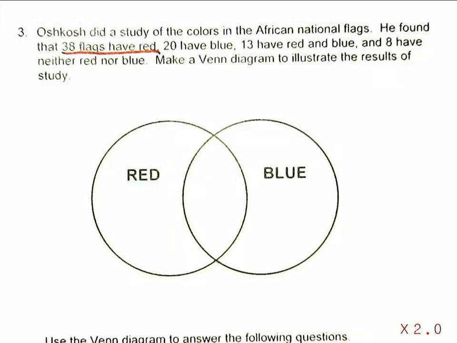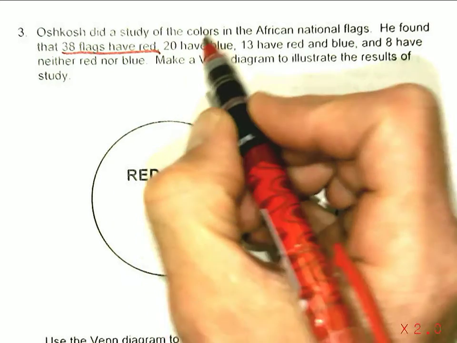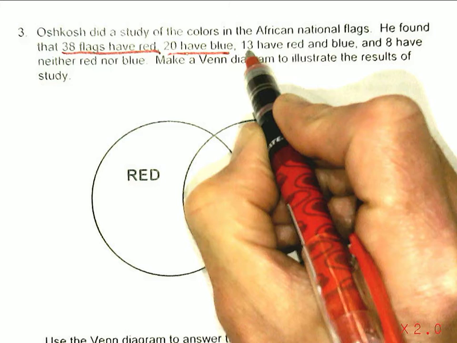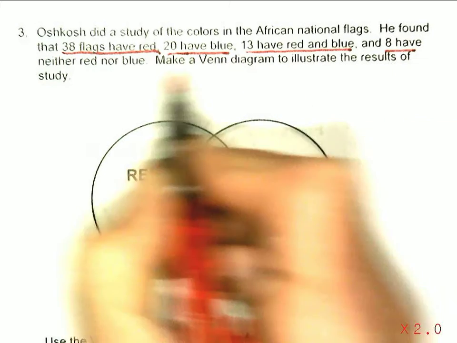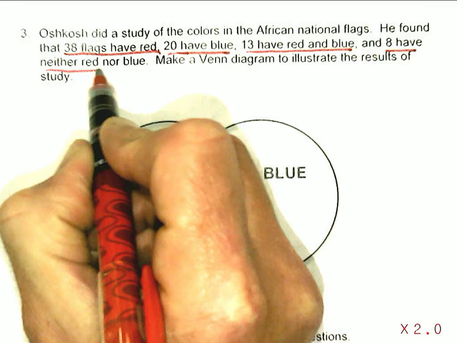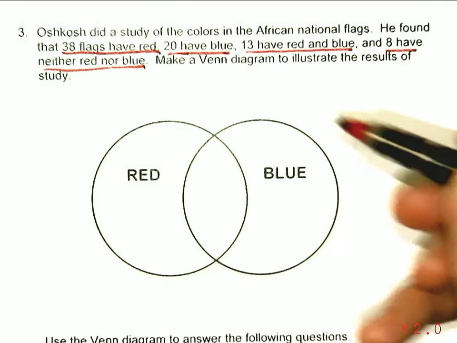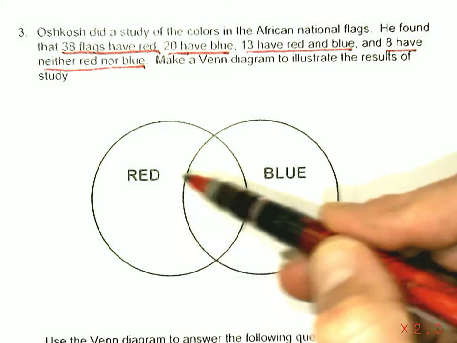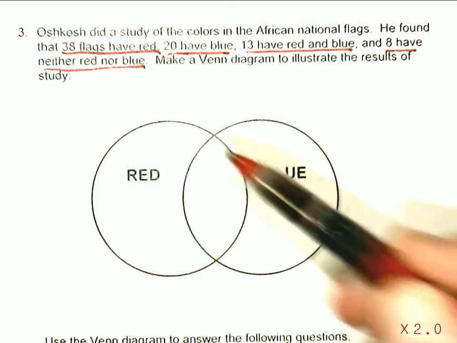I'm going to underline important information. It's a good habit to get into, especially with Venn diagrams, because I need this information. 38 flags have red, 20 have blue, 13 have red and blue, and 8 have neither red nor blue. And with all that information now, I can fill in these circles to identify overlaps and which ones just have red, which ones just have blue, and which ones have neither.